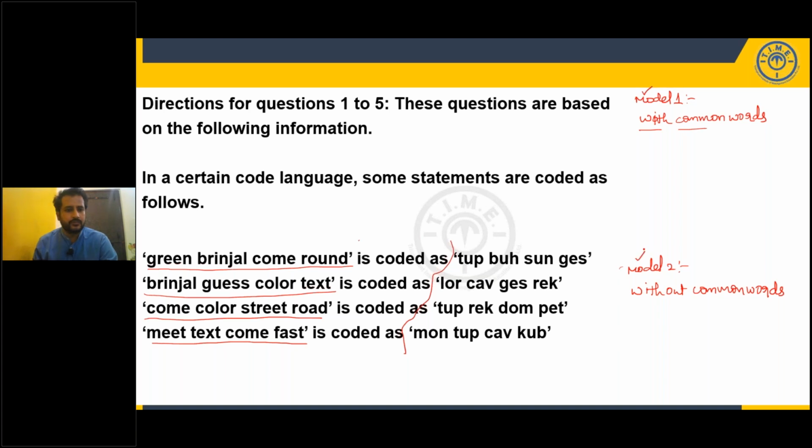If no words are common, and in all the statements the words are completely different, then it comes under model 2. Now look here, we have the statement green brinjal come around. Brinjal and brinjal we have common. No need to check further. So it comes under model 1. If all the given words are completely different, like in a certain code language 1, 2, 3 is coded as so and so, 4, 5, 6 is coded as so and so, 7, 8, 9 is coded as so and so, then we have all completely different words. That comes under model 2.